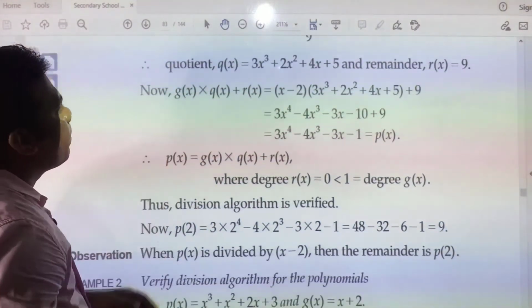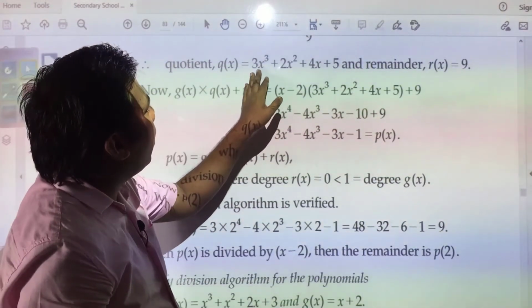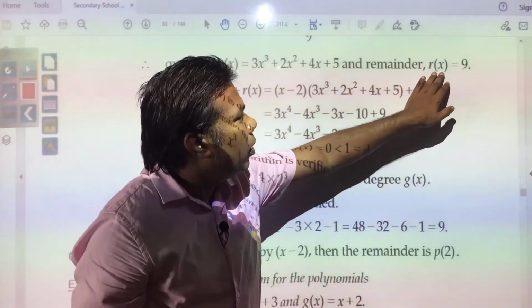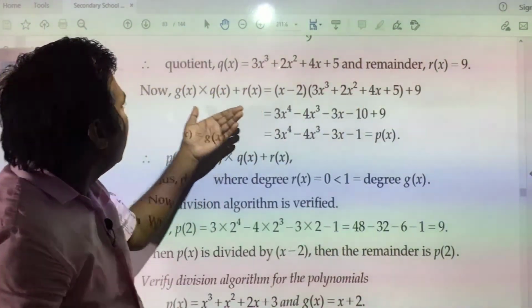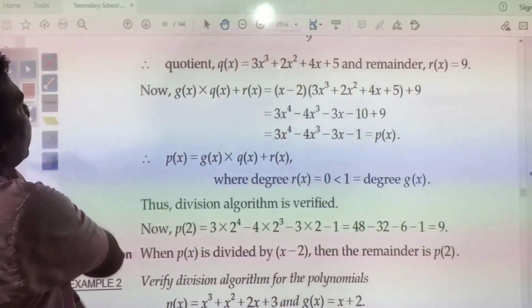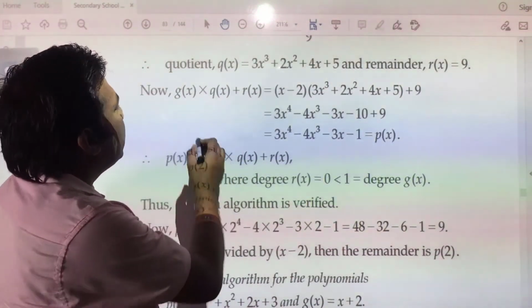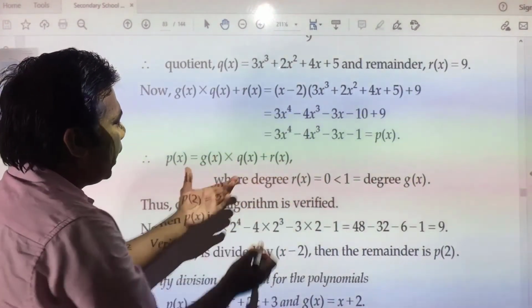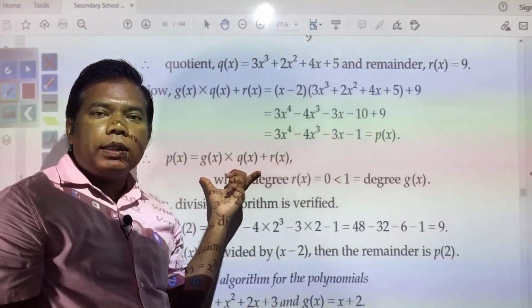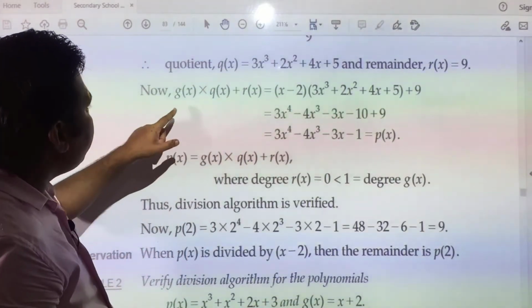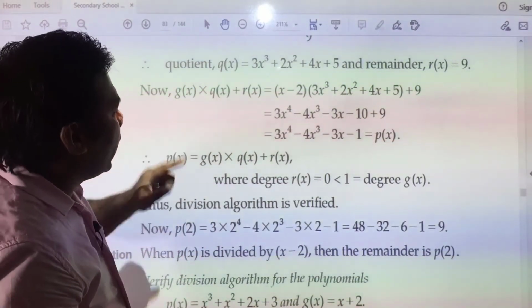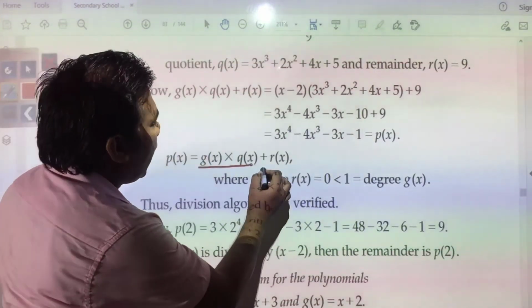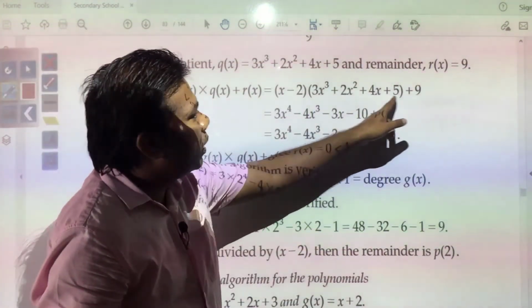Here you see, quotient you have got 3x³ + 2x² + 4x + 5, and remainder you have got R(x) = 9. So what says division algorithm? Division algorithm is P(x) = G(x) × Q(x) + R(x). That we need to see that is coming or not. So G(x) × Q(x) + R(x), you write down over here.